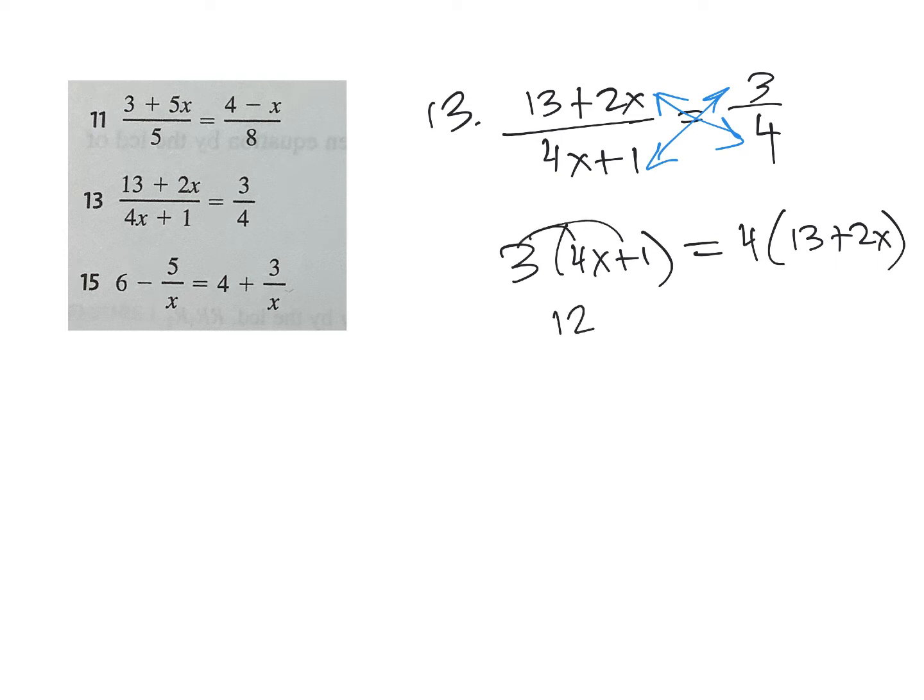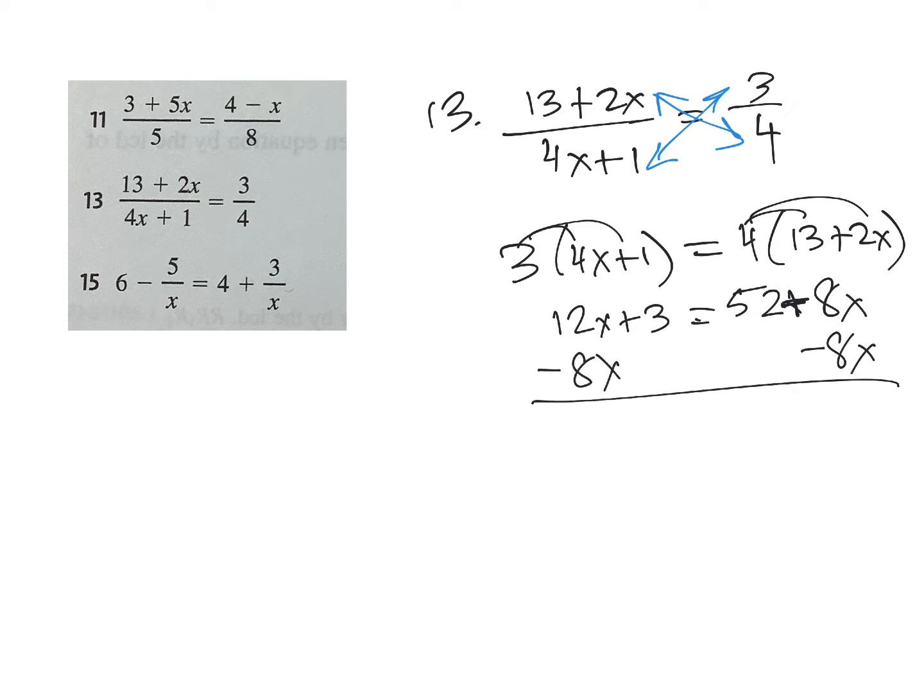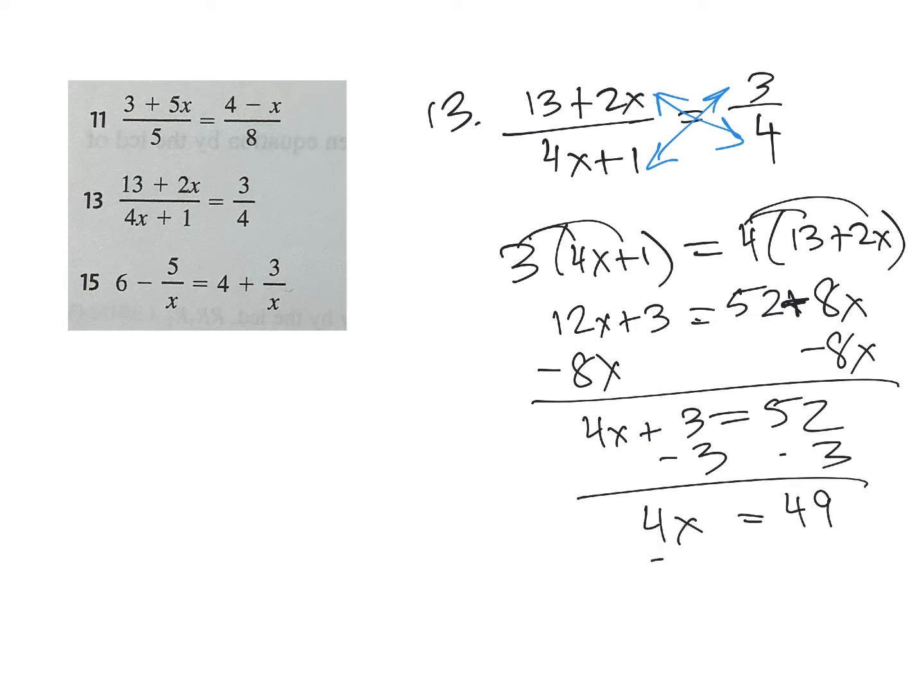So let's do 12x plus 3, and 52 plus 8x. Now subtract 8x, and we get 4x plus 3 equals 52. Subtract 3, and we get 4x equals 49. Divided by 4, 49/4 is the answer. Next question.